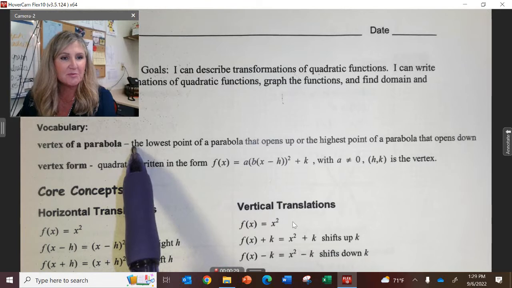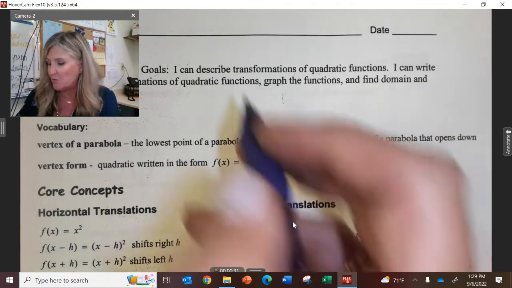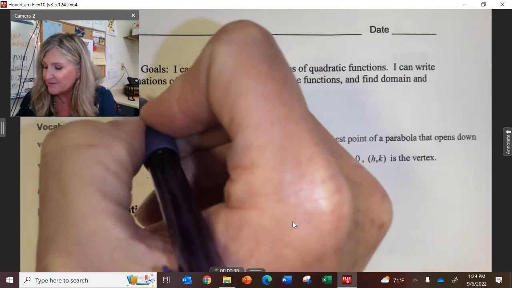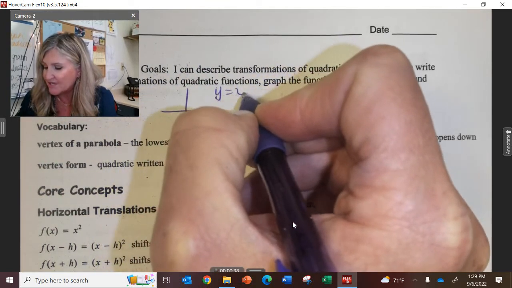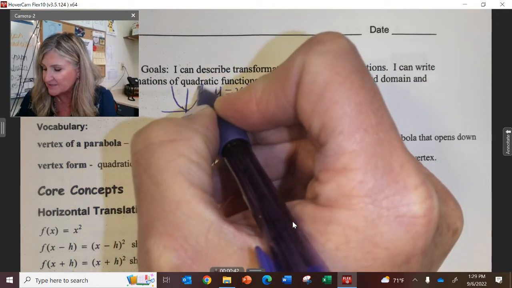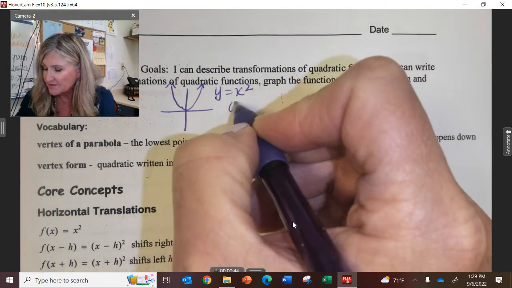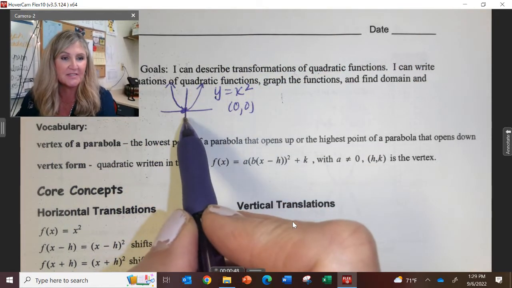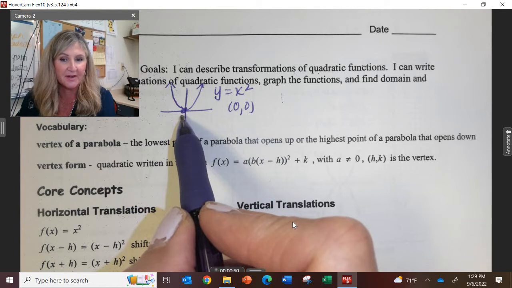The vertex of a parabola is always the lowest point if we have a parabola that opens up. So our basic parent function is y equals x squared. That parabola opens up, and what's its vertex? 0, 0. So the vertex, if a parabola opens up, is going to be this lowest point right here.